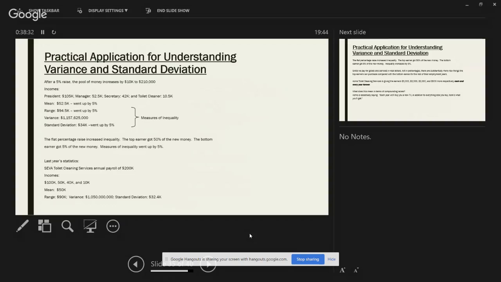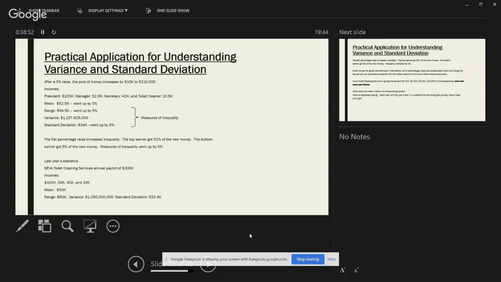So he will basically get $52,500. For secretary, it will be $42,000. And for toilet cleaner, his salary will increase from $10,000 to $10,500. So the toilet cleaner gets only a hike of $500 here.